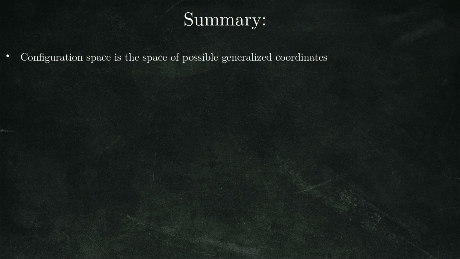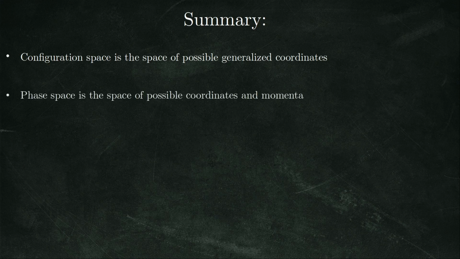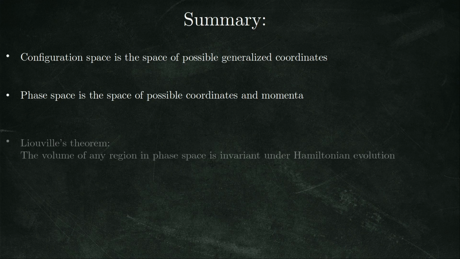So, in summary, we saw configuration space is the space of all possible generalized coordinates, and phase space is the extension of this to include the conjugate momenta as well. And finally, we saw Liouville's theorem, which is that the volume of any region in phase space is invariant under Hamiltonian evolution.